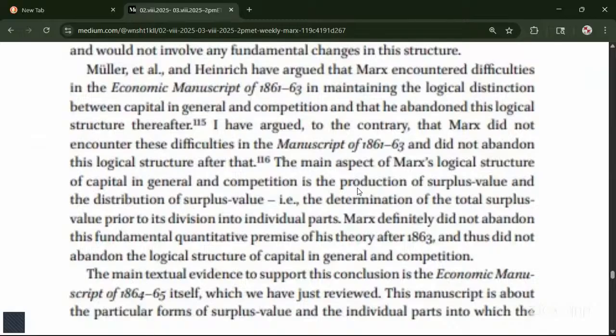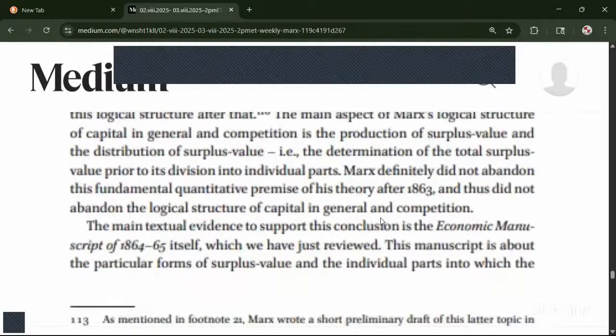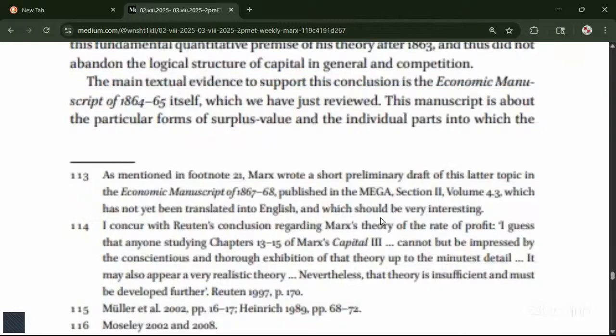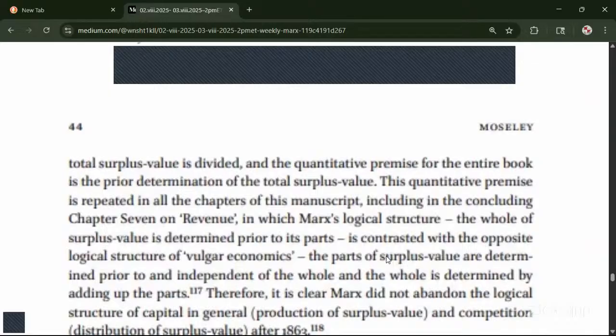The main textual evidence to support this conclusion is the economic manuscript of 1864 to 65 itself, which we've just reviewed. This manuscript is about the particular forms of surplus value and the individual parts into which the total surplus value is divided, and the quantitative premise for the entire book is the prior determination of the total surplus value.